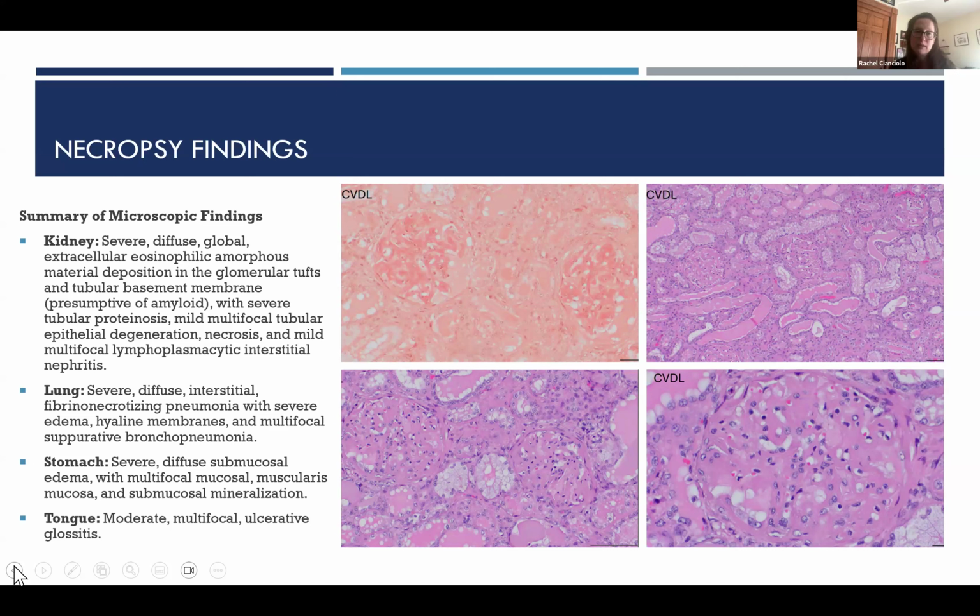And Dr. McClelland of our group and Dr. Quimby published that a while ago. But cat uremic changes in their stomach are more of a mineralization pattern and not necessarily an inflammation pattern. So they look a little different.